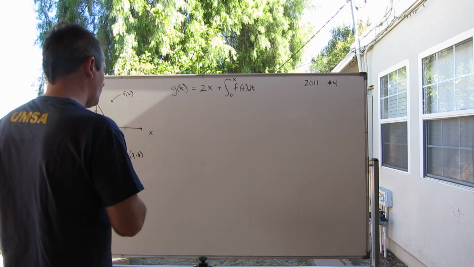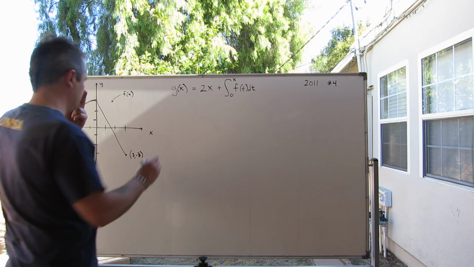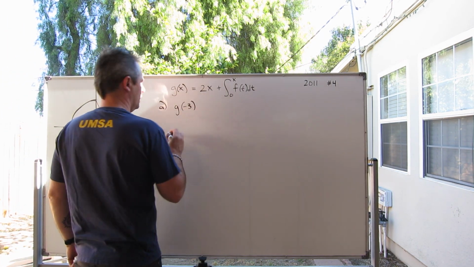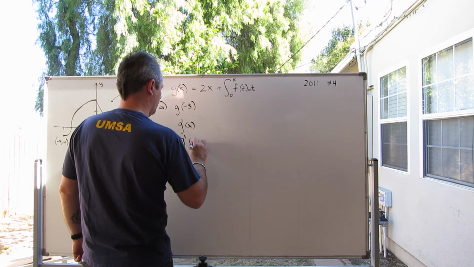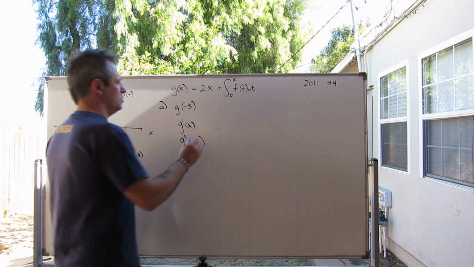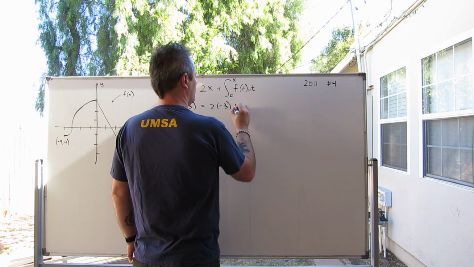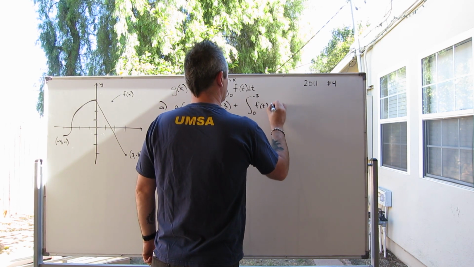So we have to find g of negative 3. Part A wants g of negative 3, g prime of x, and g prime of negative 3. So let's just tackle them one at a time. So g of negative 3, that's pretty easy. That's 2 times negative 3 plus the integral from 0 to negative 3 of f of t dt.